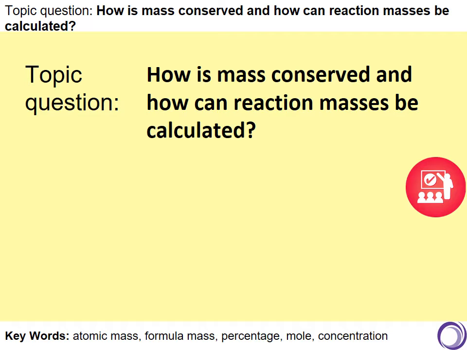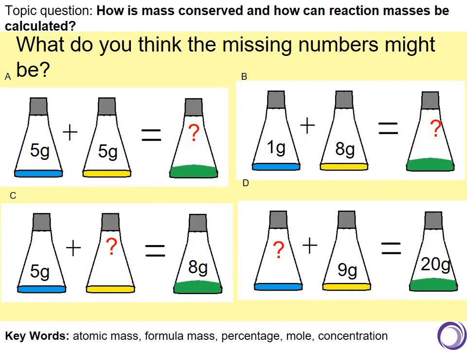calculated? Looking at picture A then, 5 grams plus 5 grams would give us a total of 10 grams. On picture B, 1 gram plus 8 grams gives us a total of 9 grams. On picture C, what number would we need to add to 5 to get to 8 grams? That would be 3 grams. And then finally, what number would we need to add to 9 to get to 20 grams? That would be 11 grams.